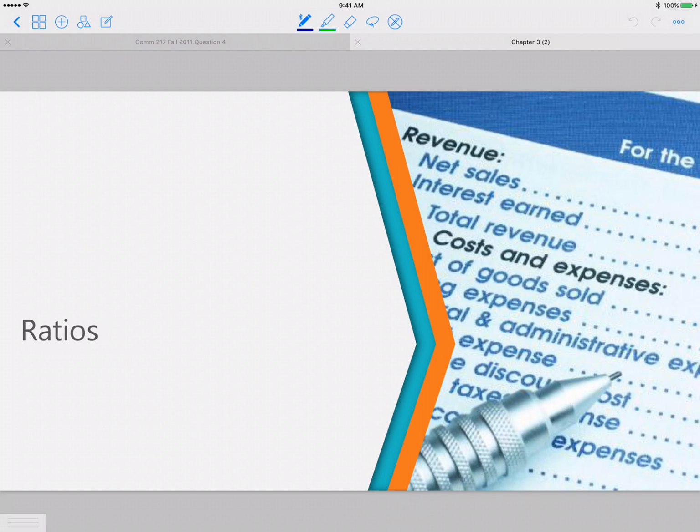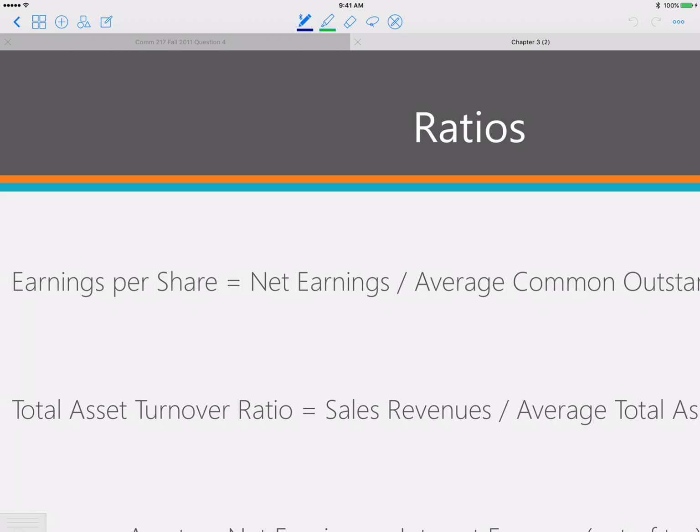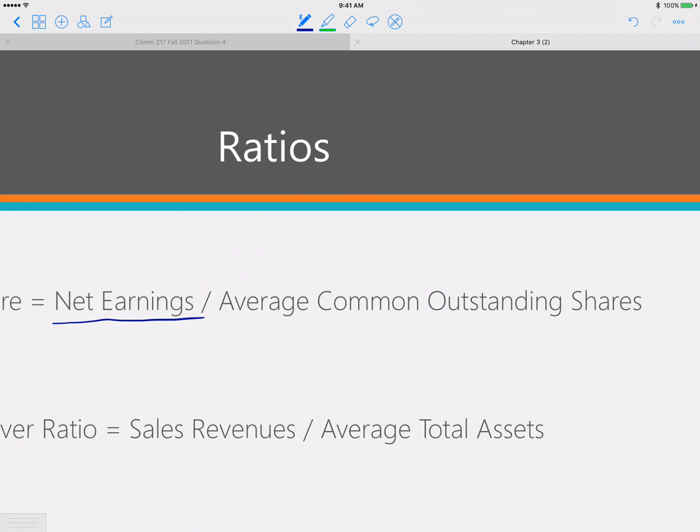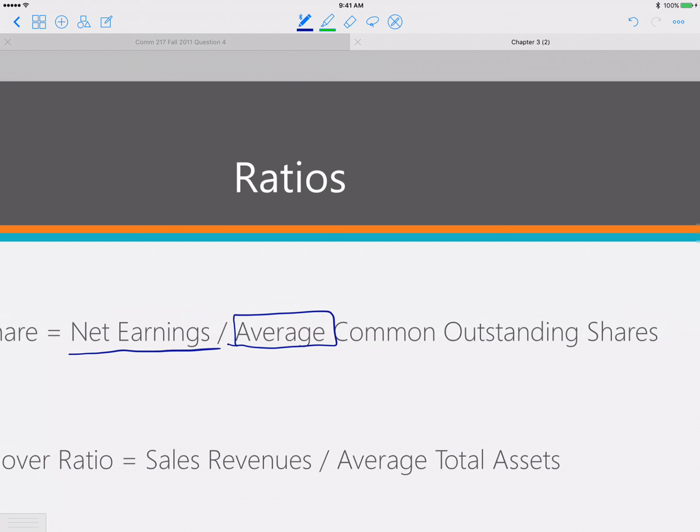So we have a couple of ratios that we're going to cover today. The first one is earnings per share, EPS, which I mentioned earlier. So earnings per share is our net earnings. If you remember, it's the bottom line of our statement of earnings divided by the average common outstanding shares. So there's a lot of words here that we're going to have to go through. Net earnings, you will recall, is the profit that the company generated.